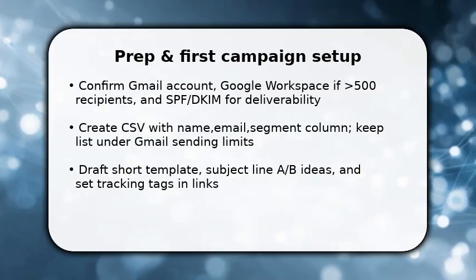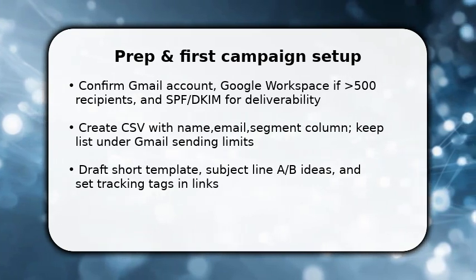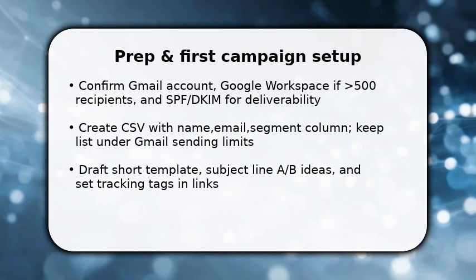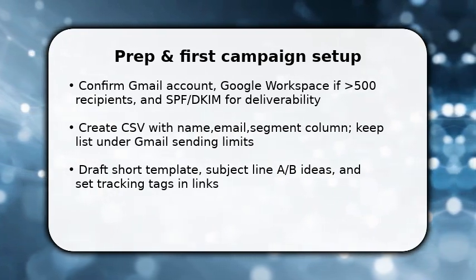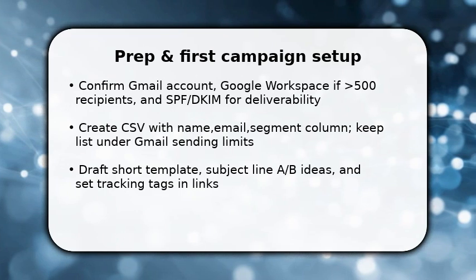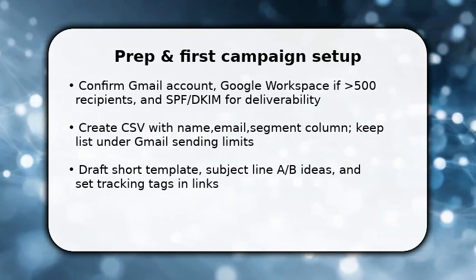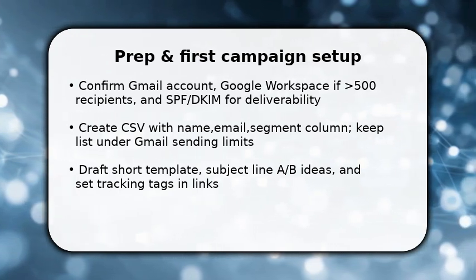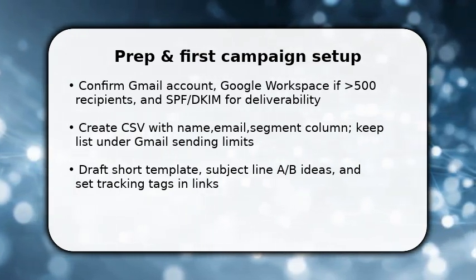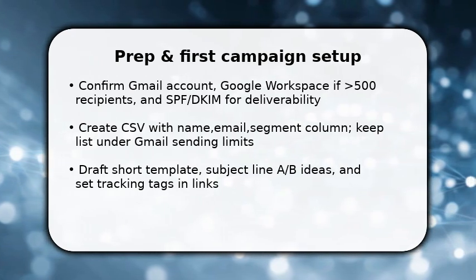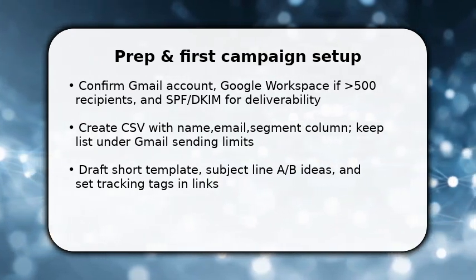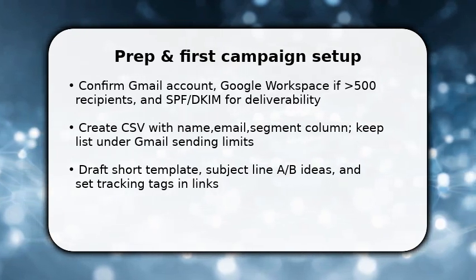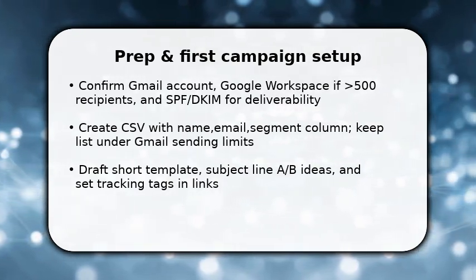You start by preparing deliverability and data. Set up Google Workspace if you need higher limits, and add SPF/DKIM so messages land in inboxes. Next, build a clean CSV with name, email, and segment columns. Make one row per contact. Once done, draft a concise email template and 2 subject variations for testing. Make sure to include tracking tags and links for analytics. This gets you from 0 to your first targeted batch quickly and reliably.